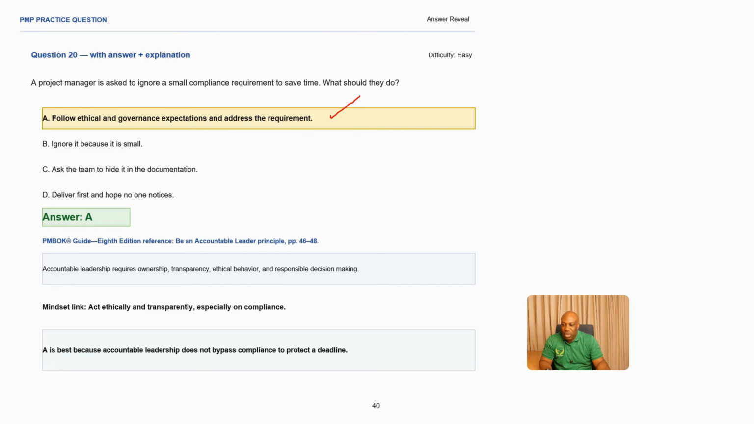So you need to follow governance and ethical expectations as a project manager. And what is our reference here? It is the leader principles, be an accountable leader principles in our PM book. And then the mindset that we used here: act ethically and transparently. As a project manager, you must be transparent and honest. Making A the best answer because accountable leadership does not bypass compliance issues.